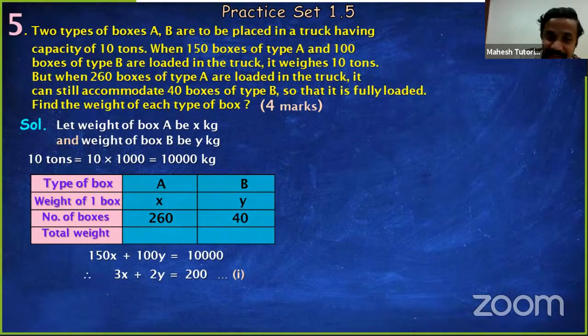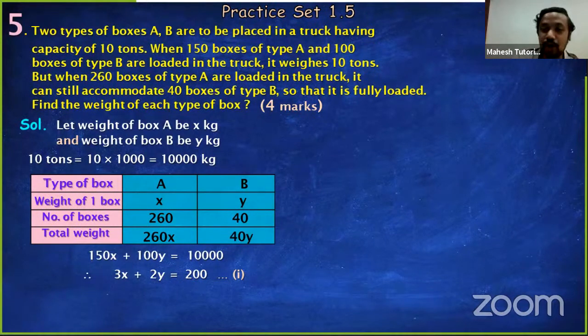Now students, again, if there are 260 boxes of type A and the weight of one box is x kg, what will be the total weight of A type of boxes? Perfect, 260x. Similarly, there are 40 boxes of type B. The weight of one box of type B is y kg, so what will be the total weight of B type of boxes? Very good, 40y.